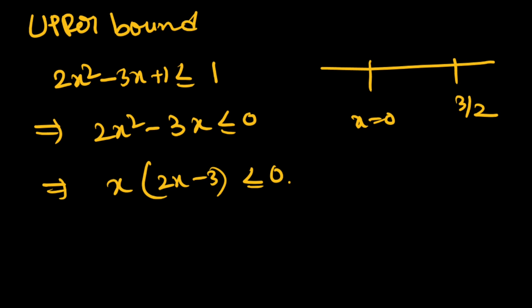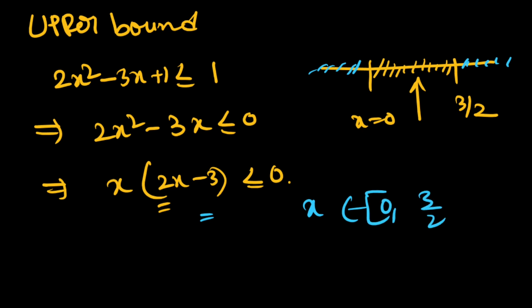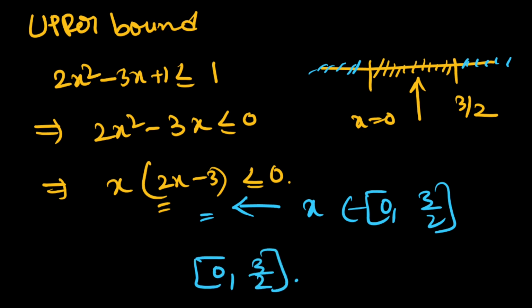So when it's less than or equal to 0, if we see the value, when it lies between this interval, it is less than 0, because if we choose a value somewhere inside and put it here, this inequality holds, and when we choose outside this interval and put some values, this inequality does not hold. So when x lies between 0 to 3 by 2, this inequality holds. Therefore the domain is 0 to 3 by 2. So in both cases we got the domain.